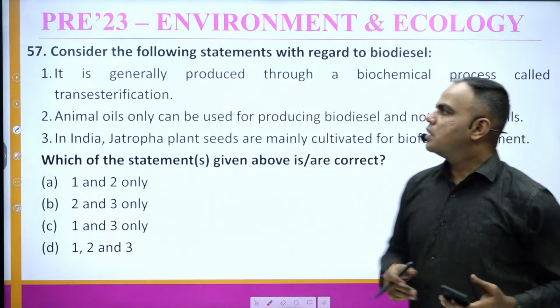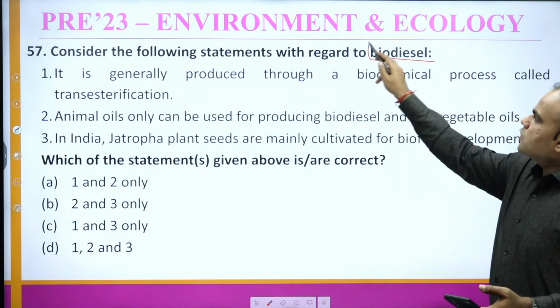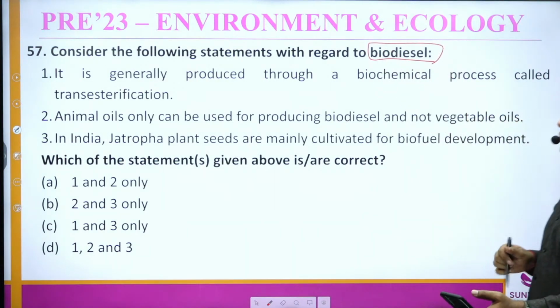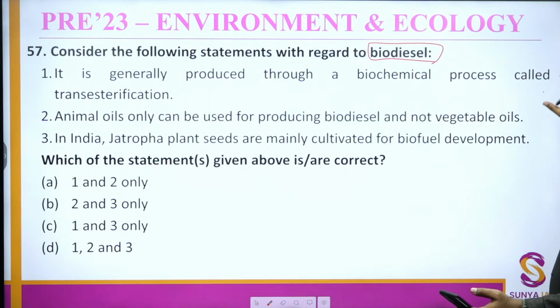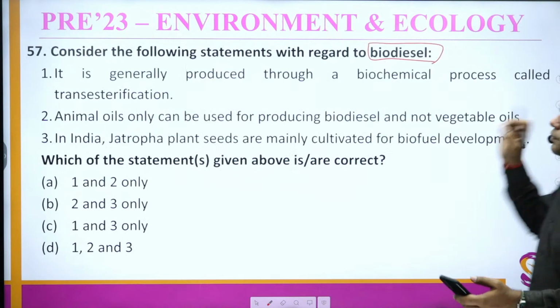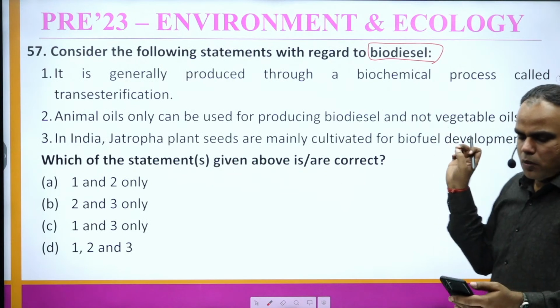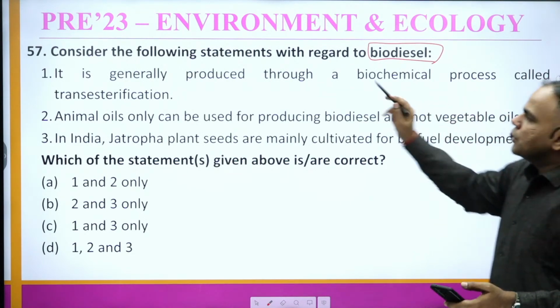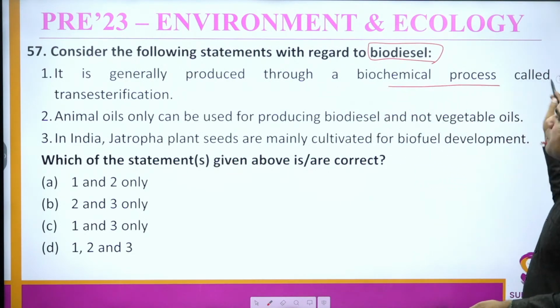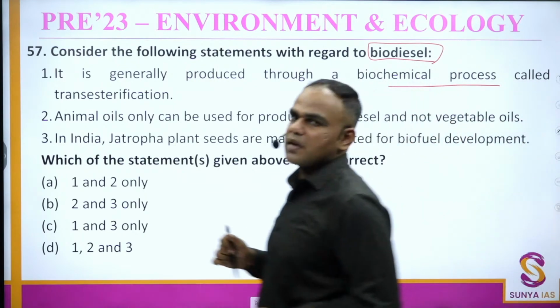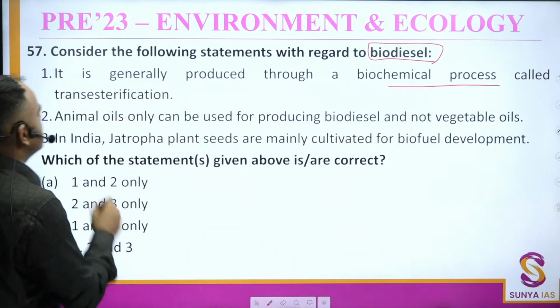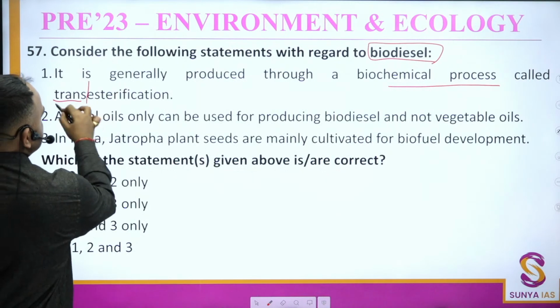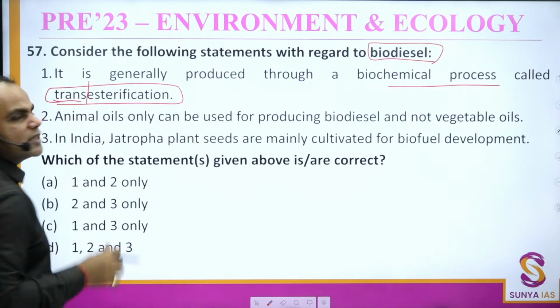Okay. Now, the question is on biodiesel. First of all, the statement asks how this is produced. So it is produced through a biochemical process called trans-esterification, right? This is true. This is trans and esterification. This is the process which actually creates this biodiesel.